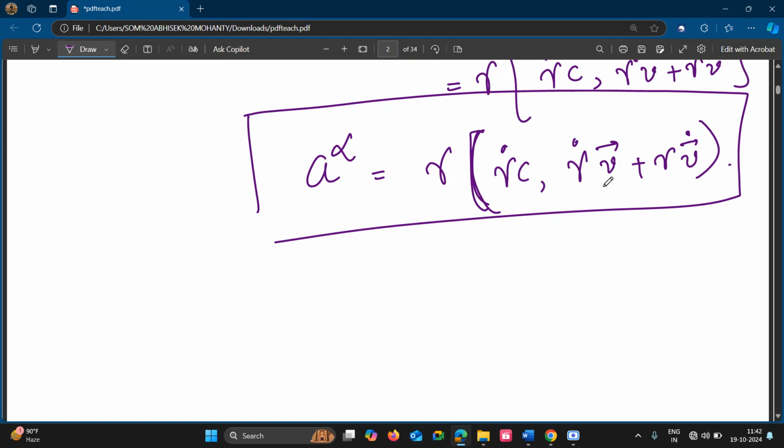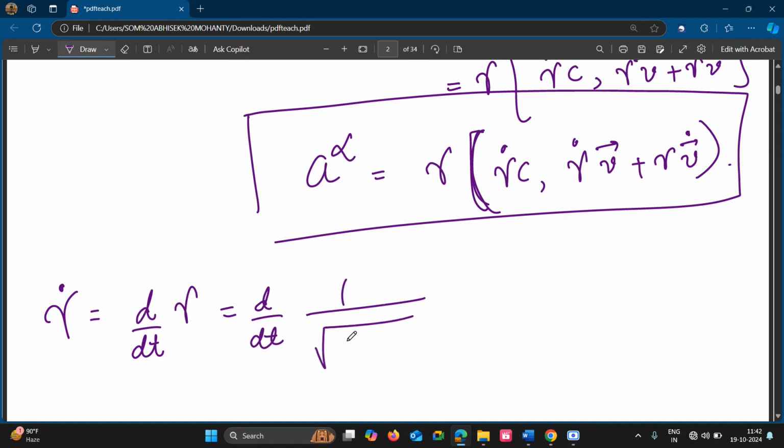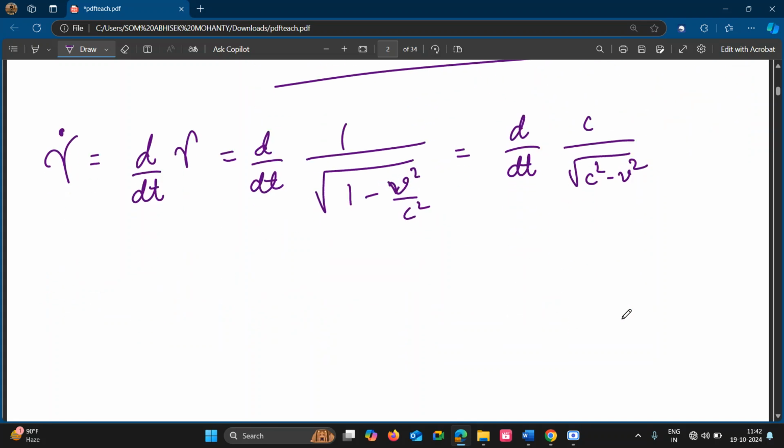We just cannot leave it like this. Gamma dot, we can say that d by dt of gamma. So d by dt of 1 by root over of 1 minus v square by c square. So c is a constant. So we can do d by dt of c by root over of c square minus v square, right? So c will go out.